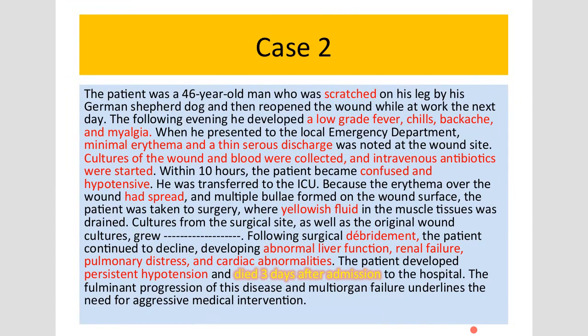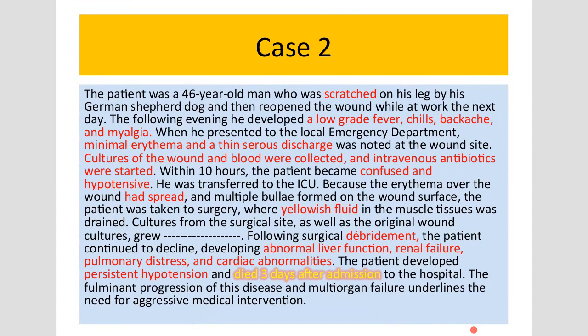That's serious for infection. Within 10 hours, so you can see some of the bacteria are so nasty, it just takes a couple of hours, and if you are late, you lose the time. Within 10 hours, the patient becomes confused and hypotensive. And then he's transferred to ICU. They see that erythema, and they see the local spread of the wound, and then gradually multiple bullae, that kind of swellings appear. And at the same time, they take him to surgery, then they see yellowish fluid coming out from the muscle tissue. They do something, as I said earlier, it's called debridement.